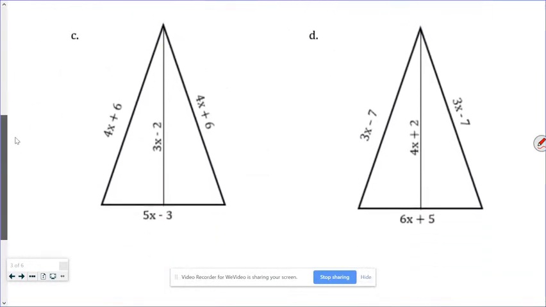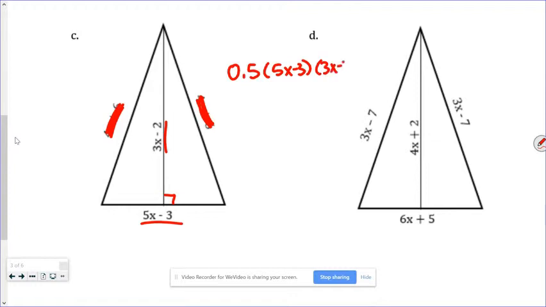All right. These are two good problems. We still just want to find the area. So if I'm finding the area of this triangle, I want my base times my perpendicular height. It's a quick geometry lesson here. The height has to be the one that's 90 degrees at the base. So I'm actually not even going to be using these sides. I'm just going to cross them out right now so we don't get confused and accidentally use them. All right, so my formula is 0.5 and then base. So 5x minus 3 times height, 3x minus 2.